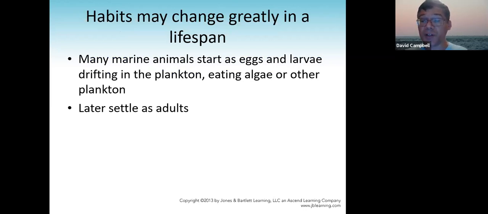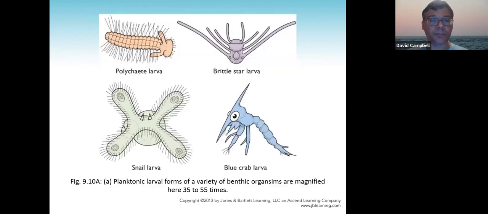Besides different types of organisms having different lifestyles, there's often big changes within the lifetime of one individual. A lot of ocean life will start out as eggs, and then even the larvae drifting around as plankton. They may feed on the one-celled algae or on other little planktonic animals and protists and whatnot. But then as they start getting ready to grow up, they'll settle down to the bottom and develop into adults once they're there.